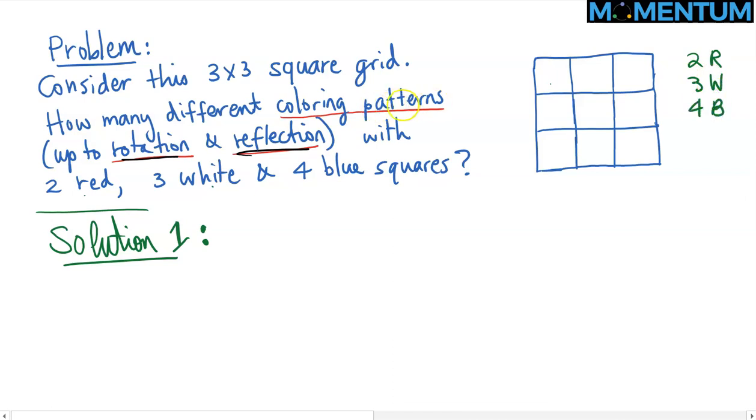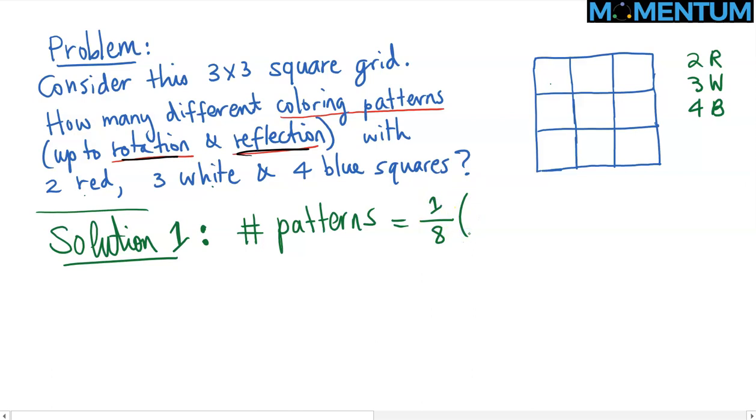When we say patterns, they are essentially different colorings, in the sense that if you can obtain a coloring by a simple rotation or a reflection of another coloring, then those two colorings are essentially the same. So we want colorings that are different up to rotation and reflection. If we use Burnside's lemma, the number of patterns is equal to 1 over the size of the symmetry group, which here is 8.